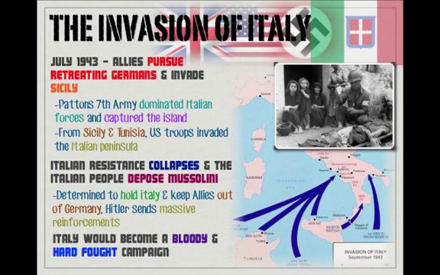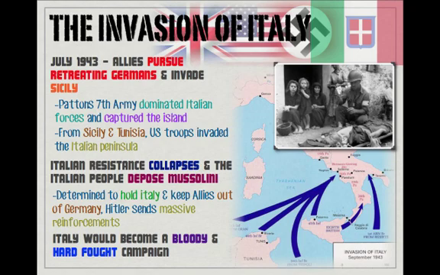From Sicily to Tunisia, U.S. troops invaded the Italian peninsula. Italian resistance begins to collapse, and the Italian people depose Mussolini. So the Italian people began to turn on Mussolini. So he is losing his control over his country.